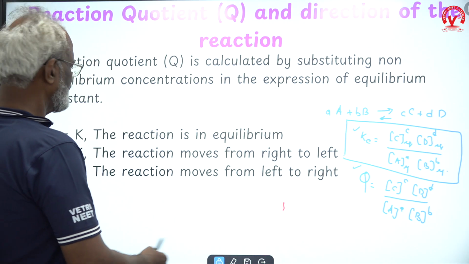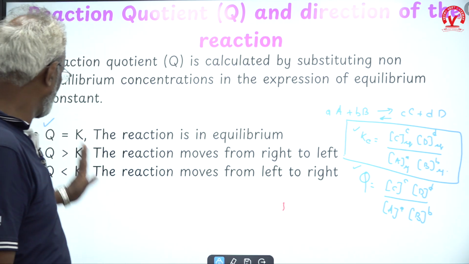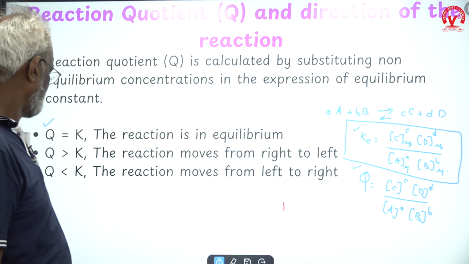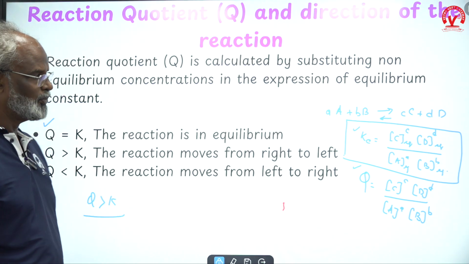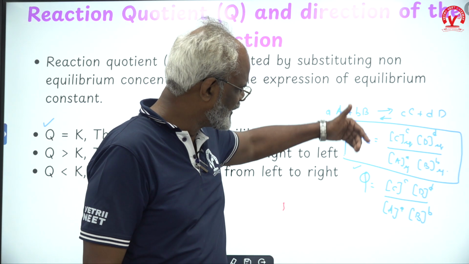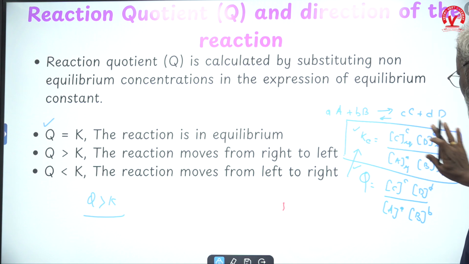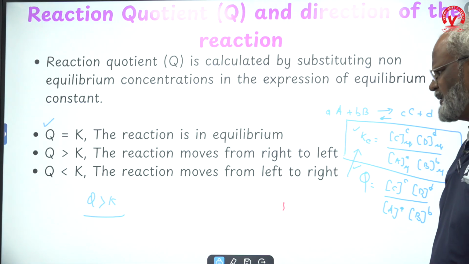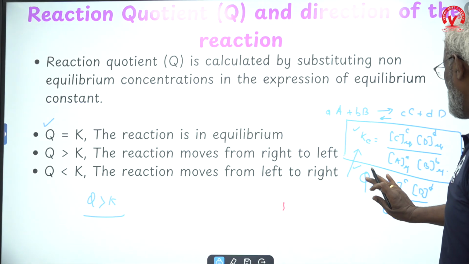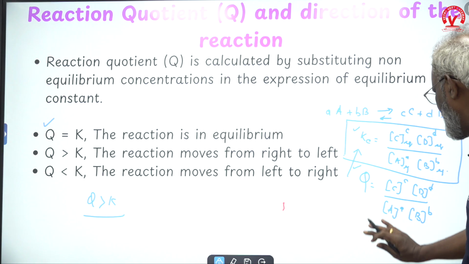We know that when Q is equal to K, the system has already attained equilibrium. If Q is more than K, the direction is towards K, because this is the ultimate state of the equilibrium reaction. Now from Q it has to reach K. That means Q is greater than K, so the value of Q has to come down. To reach equilibrium, the Q value has to reduce.